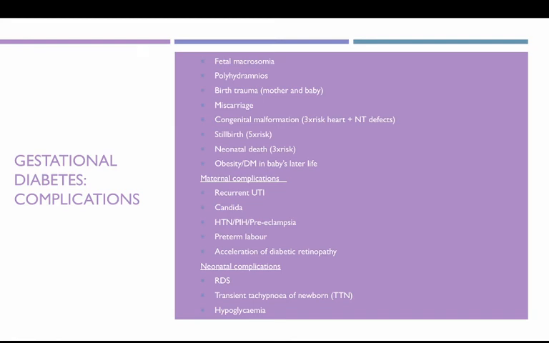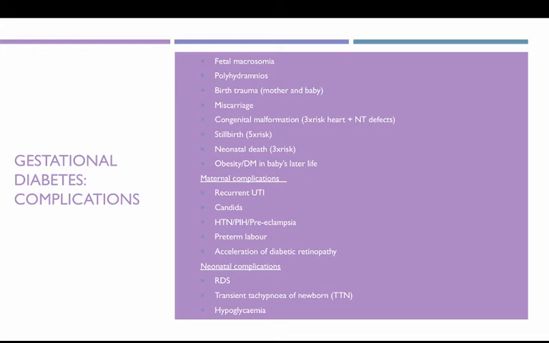Okay, so the complications of gestational diabetes. We've covered a few of these. So fetal macrosomia, polyhydramnios, birth trauma for the mother and baby. So if you have a bigger baby during delivery, there's increased risk of trauma, there's increased risk of shoulder dystocia, miscarriage, there's a great risk of miscarriage, and congenital malformation during the pregnancy.